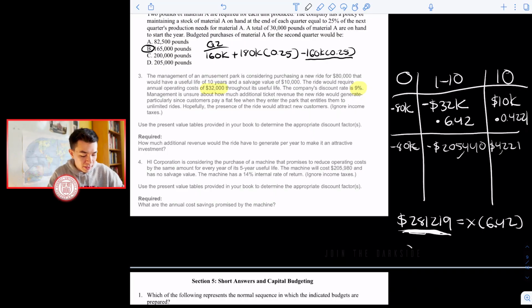And the reason why I just can't divide 281,000 by 10 is because these cash flows are also going to be made in the future between years 1 through 10, which is why I'm using that same annuity value of 6.42. So I divide that. 281,219 divided by 6.42, and I get 43,803. So that's how much money we've got to make per year to at least break even on this ride. So I know that's a little bit complicated.